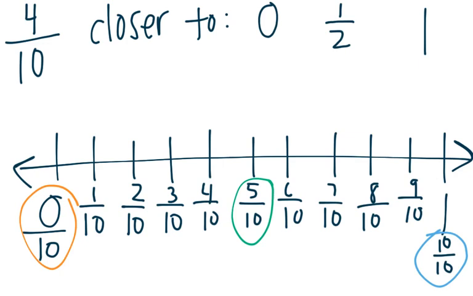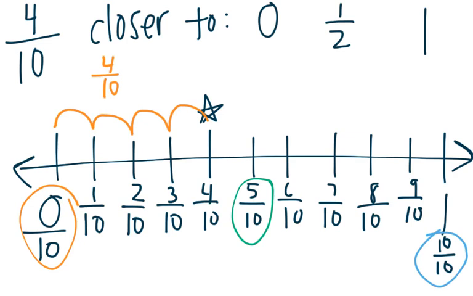So we're going to start by putting our little star on our number line of where 4/10 is. So we're going to hop backwards and forwards on this number line to see how far 4/10 is from each of these spots. So we're going to start with 0. So I'm going to start at 4/10 and I'm going to hop backwards. 1/10, 2/10, 3/10, 4/10 away. So 4/10 is 4/10 from 0.